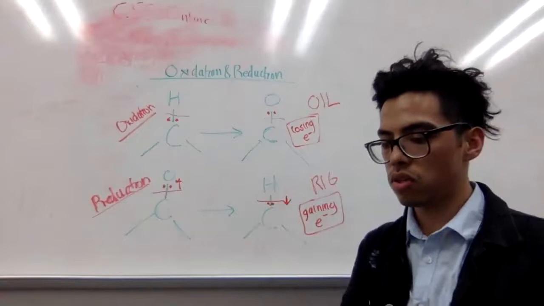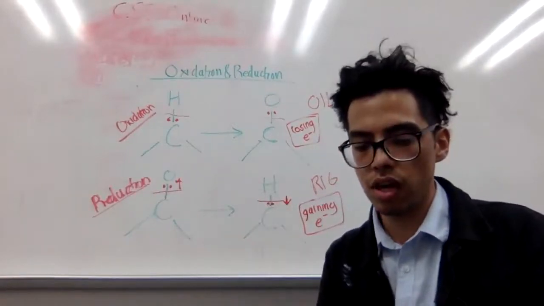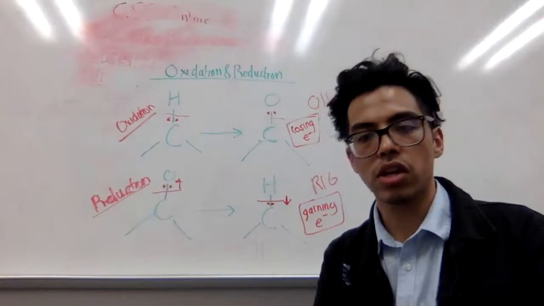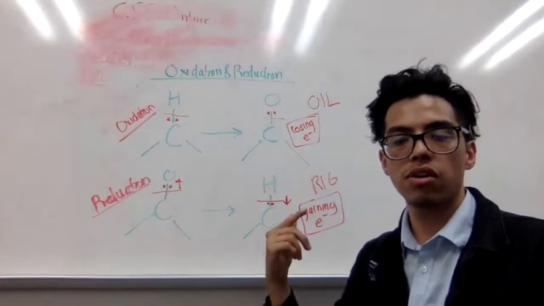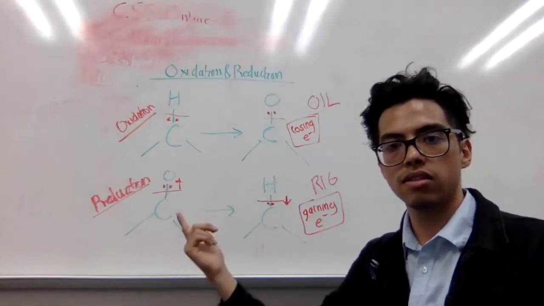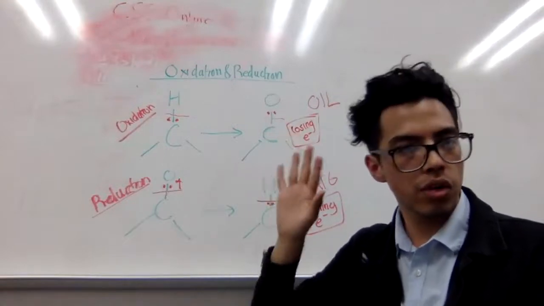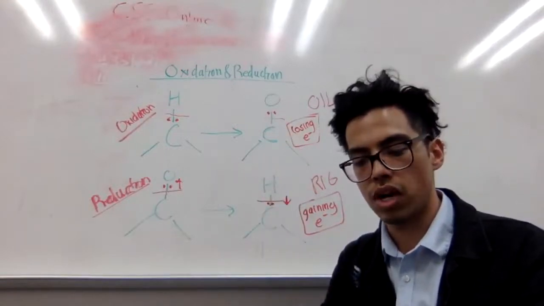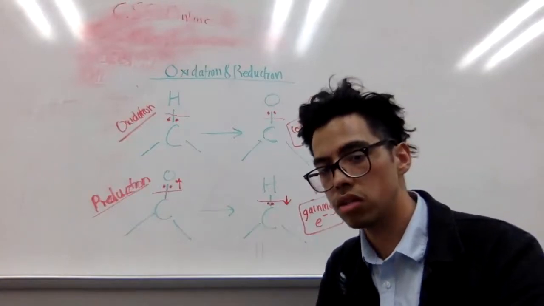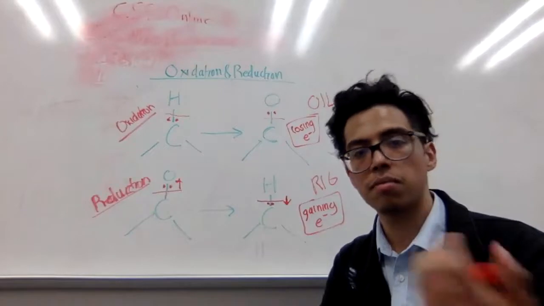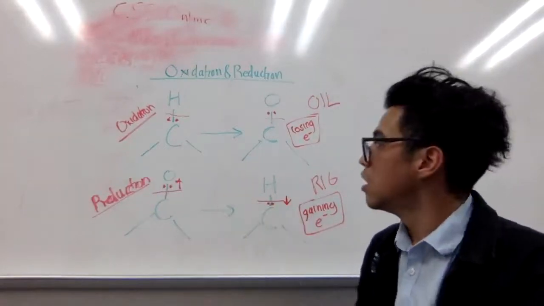And so if you still want to use OIL RIG, because it's such a good mnemonic device for inorganic chemistry, you can still use it in organic chemistry, but you have to remember which one is gaining and which one is losing electrons. If this is too weird for you, you can just memorize that reduction is gaining of CH bonds, and oxidation is gaining of CO bonds. If that's easier for you to remember, that's fine. This is a little bit more biochemistry, but it's also kind of cool to know.